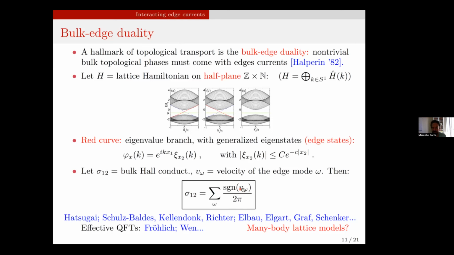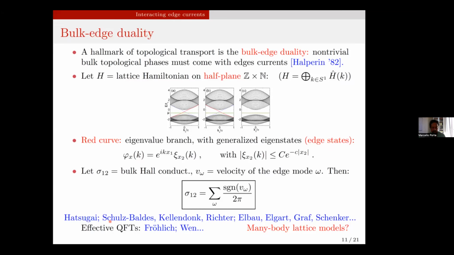So how is this defined? V of omega is just the velocity of the edge mode, defined as the derivative of this dispersion as a function of K at the Fermi level. This derivative has a sign, of course, and this sign tells you about the direction of propagation of the edge mode. That is by now rigorously understood for non-interacting models, starting from the work of Hatsugai in the 90s, and then this has been extended to a larger class of models, also disordered systems, by different groups.